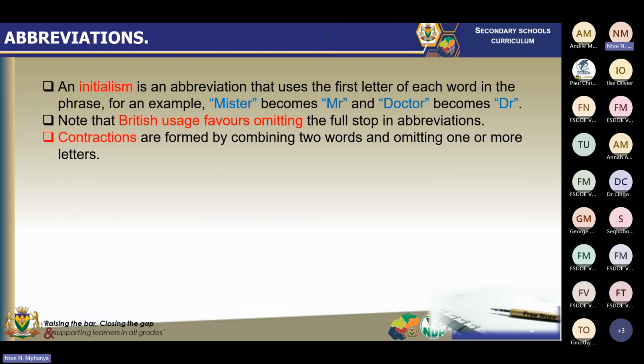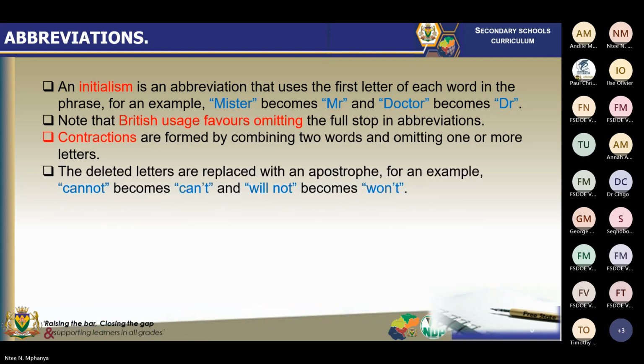And contractions are formed by combining two words and omitting one or more letters. The deleted letters in a contraction are replaced with an apostrophe. For an example, cannot becomes can't and will not becomes won't. Look at the position of the apostrophe, because that's where the problem comes in whenever learners want to use contractions.